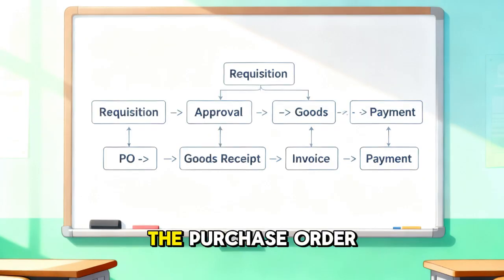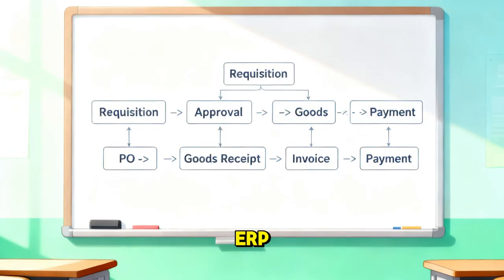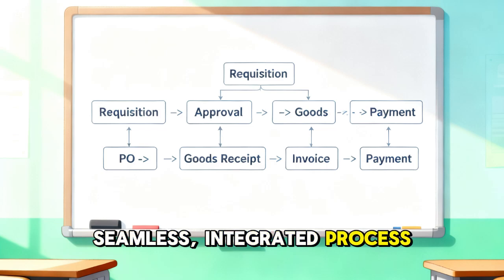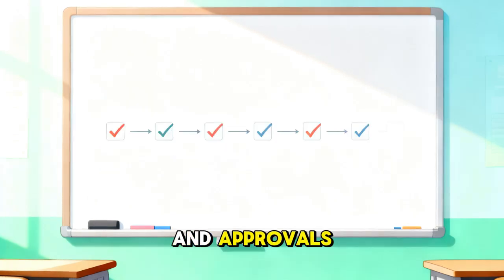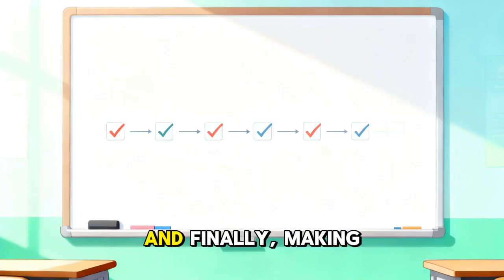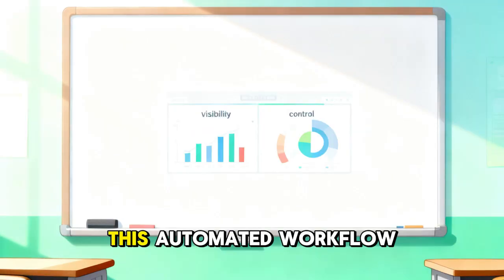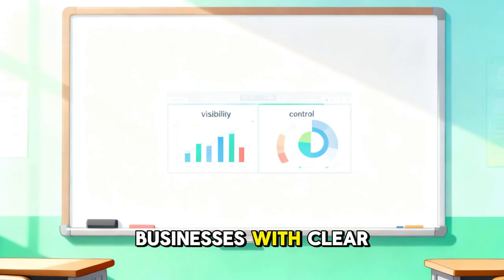So, to recap, the purchase order workflow in an ERP system is a seamless, integrated process. From the initial requisition and approvals to creating the purchase order, receiving goods, verifying the invoice, and finally, making the payment. This automated workflow provides businesses with clear visibility and control over their procurement activities.